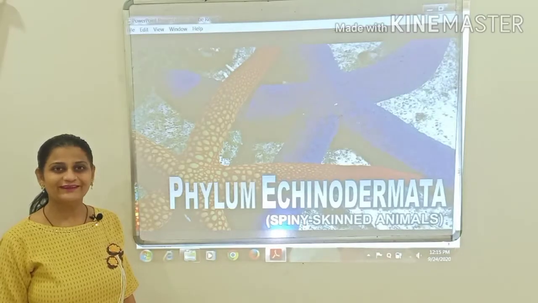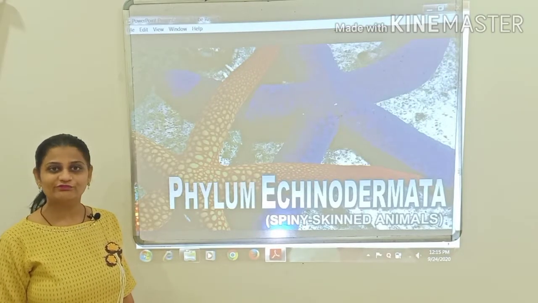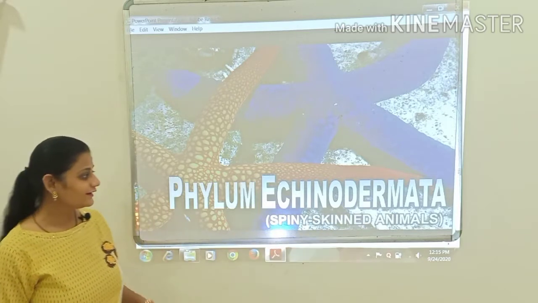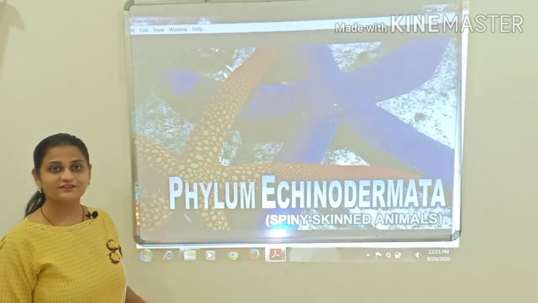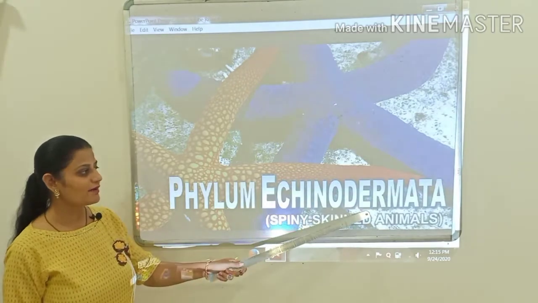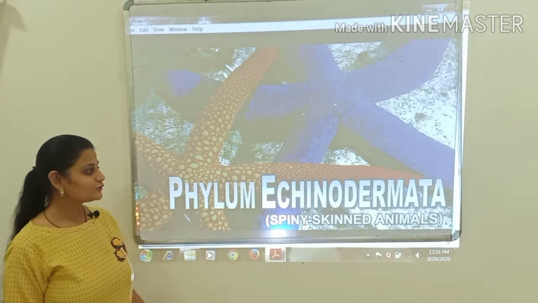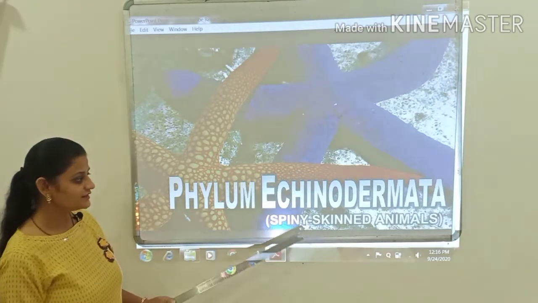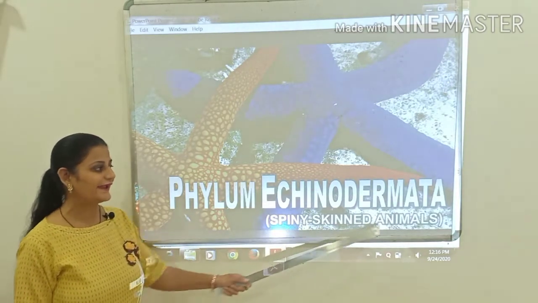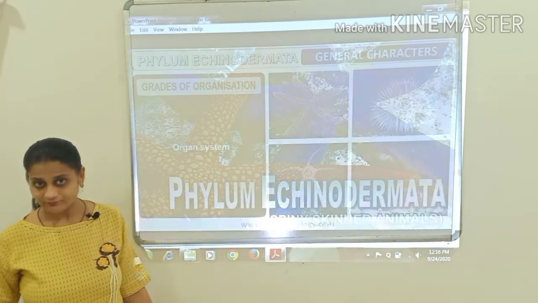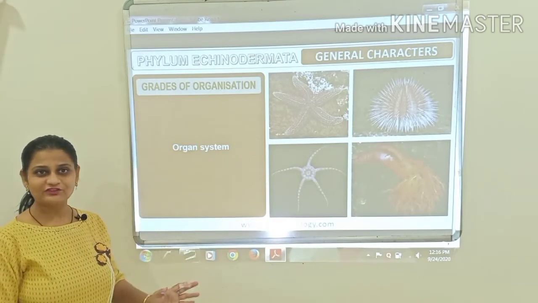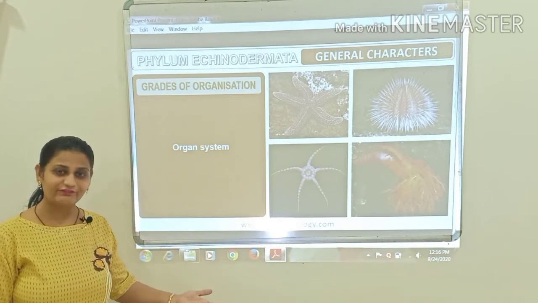Good morning, children. Today we will start with the new phylum, that is phylum Echinodermata, where echinos means the spines and derma means skin. Right, so we will start with the phylum Echinodermata, which includes the spiny skinned animals. Now, again we will start with the general features as we have done in all other phyla.